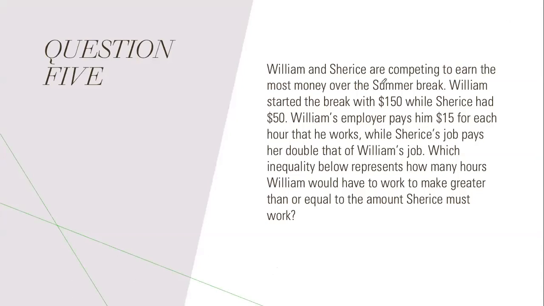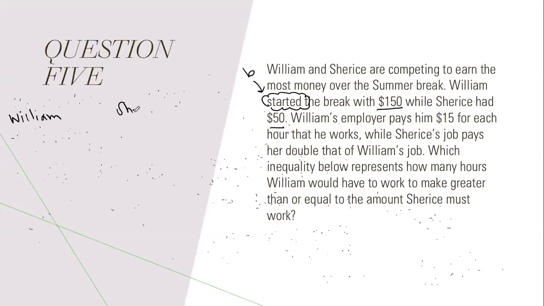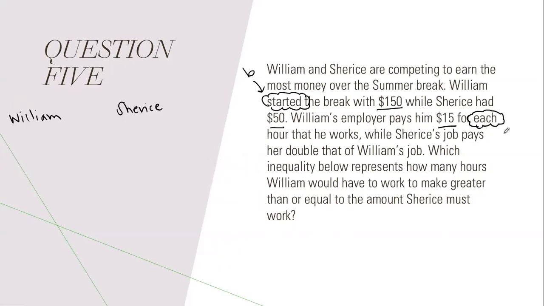William and Sharice are competing to earn the most money over the summer break. William started, oh, this word is already telling me this is talking about the y-intercept, how much I start with. Started the break with $150, while Sharice had $50. Okay, so automatically I'm just going to write William's name down, and I'm going to write Sharice's name down. William's employer pays him $15 for each, oh, there's that each word, so I know this is talking about slope, hour that he works. While Sharice's job pays her double that of William's job.